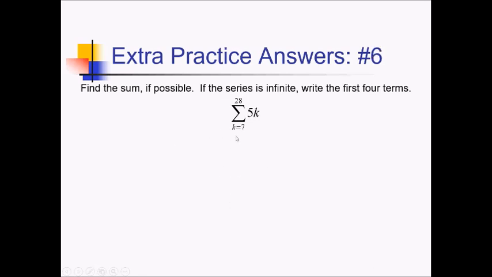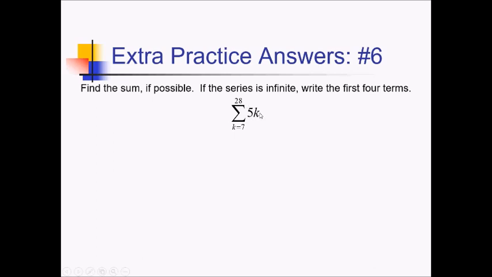On this problem, we're going to try to find the summation from 7 to 28 of 5k, and we're going to try to do it without using the summation button on the calculator. So let's start writing out the terms of this series. We've got 7 times 5, because we're plugging all the numbers from 7 to 28 into k here.